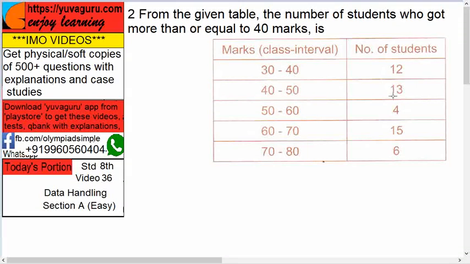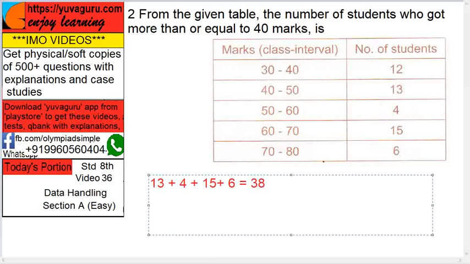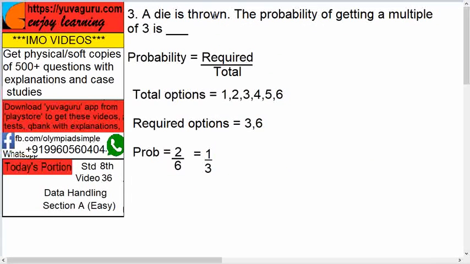Next, from the table below, the number of students who got more than or equal to 40 marks is here, 40 marks. So always remember 30 to 40 and 40 to 50. This 30 to 40 range does not contain the number 40. It contains up to 39 only. And 40 starts over here, 40 to 50. Always remember this. So we'll start with 40 over here. So 13 plus 4 plus 15 plus 6, that is 38. 38 is the answer.